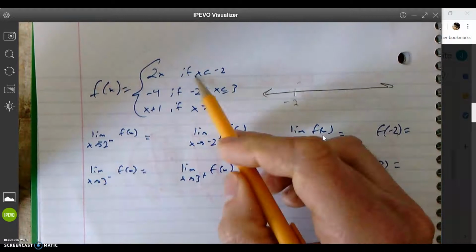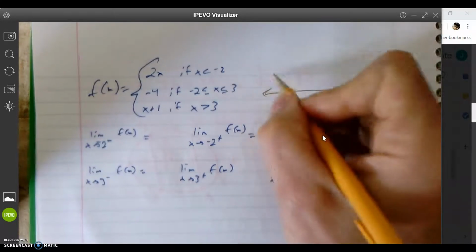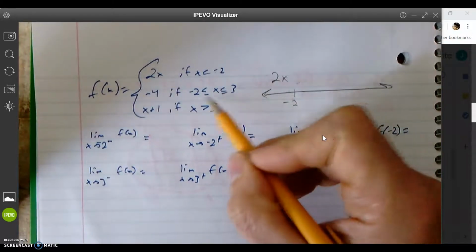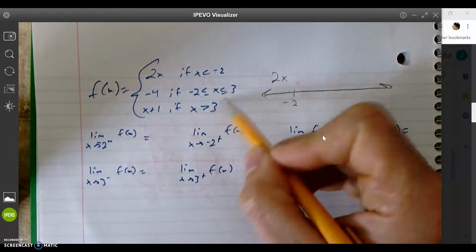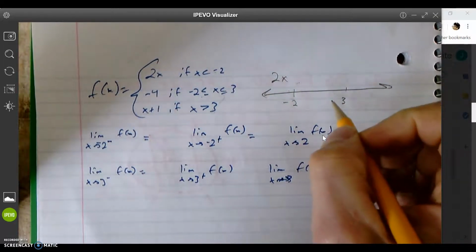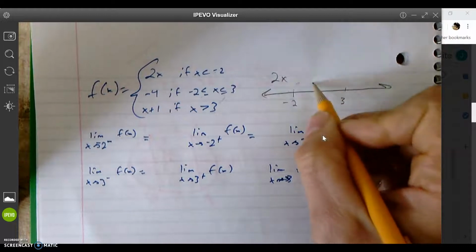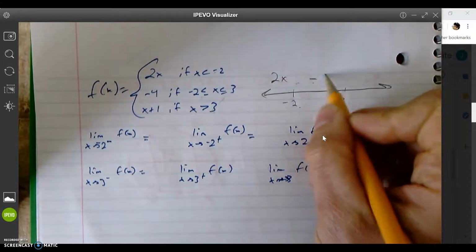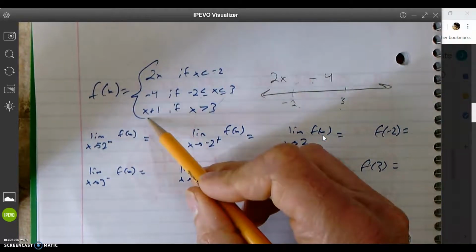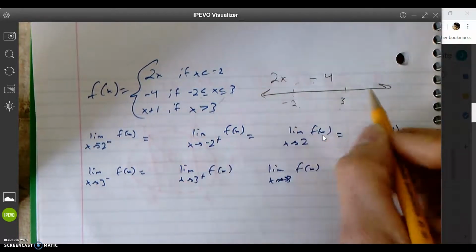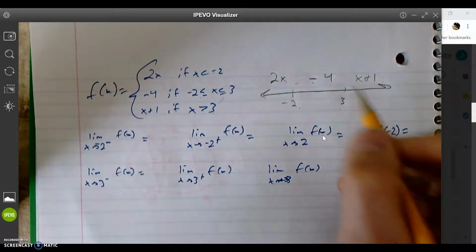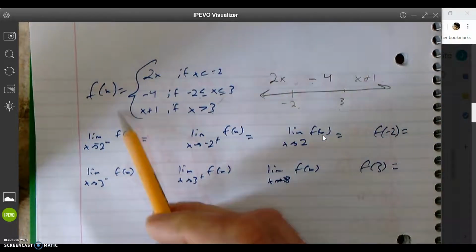On everything where x is less than -2, you're on this graph, which is 2x. And anything greater than that, between -2 and 3, 3 is where it breaks again. So I'm going to put 3. This is where one piece ends and another piece starts. So in between -2 and 3 on the x, I have -4. And anything where x is greater than 3, I have this line here, y equals x plus 1. Slope is 1, y-intercept is 1. Cool.